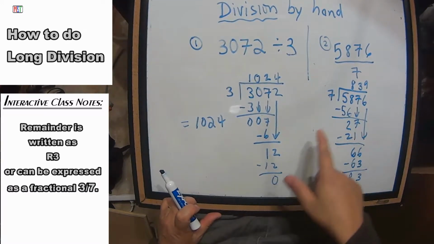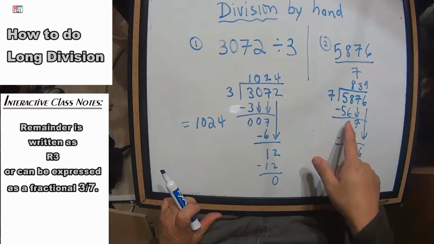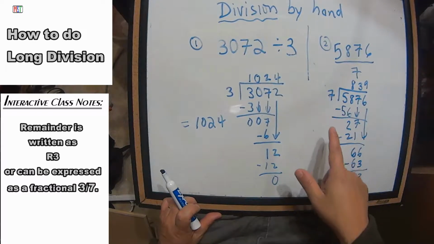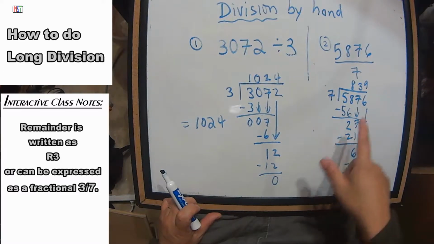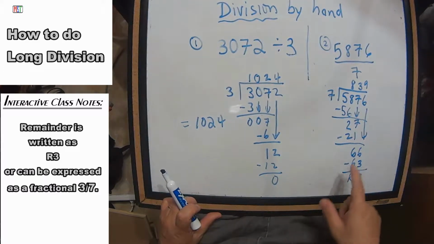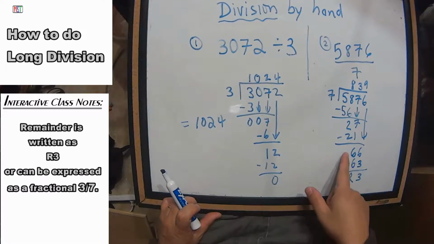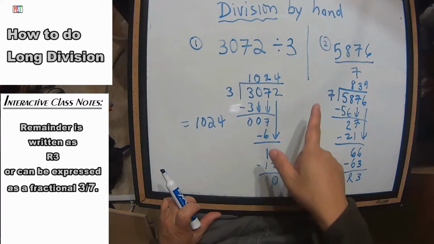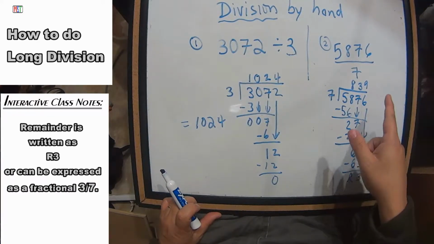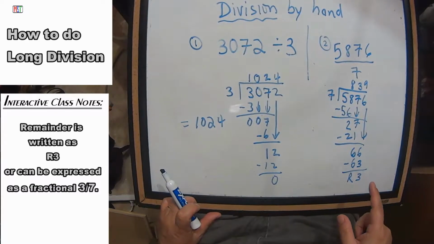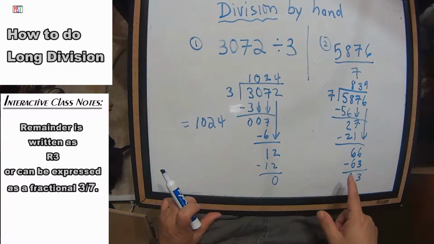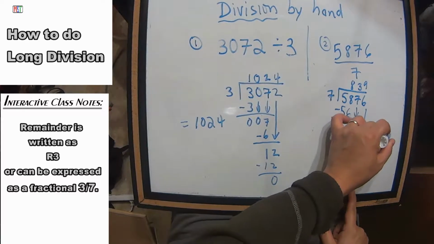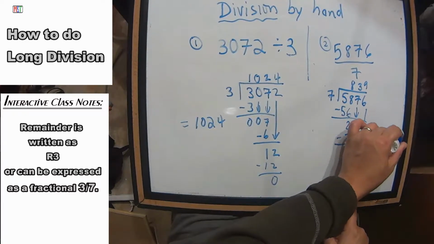Let me verify that again. 8 times 7 is 56, and the difference is 2. Bring down the 7, which makes 27. 7 can go into 27 3 times, so 3 times 7 is 21. 27 minus 21 gives you 6. Bring down the 6, because then we have 66. Can 7 go into 66? Yes. How many times? 9 times. 9 times 7 gives you 63. Subtract the difference between 66 and 63. You have a remainder of 3. So the answer is 839 with a remainder of 3.